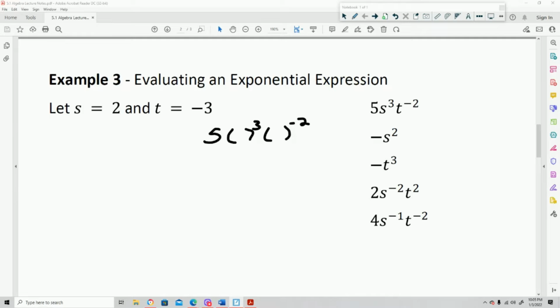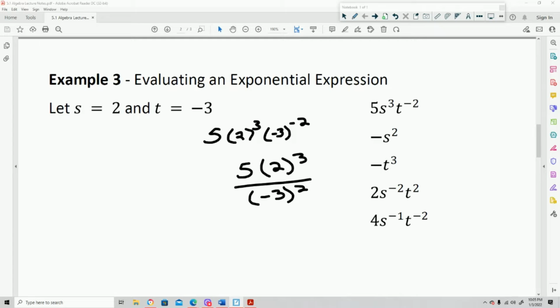-2. Okay, so I would probably move this -2 to the bottom first, but anyway, let's do it this way. So we're going to put the 2 here, and then we're going to put the -3 there. Okay, now we're going to simplify this. So this has a positive exponent, this has a positive exponent, this has a negative exponent. So we're going to take this and move it to the bottom. So I get 5 times 2 to the 3rd over (-3) squared.